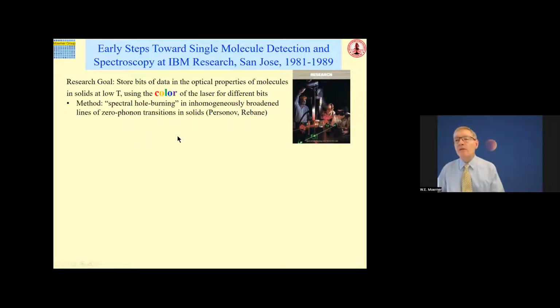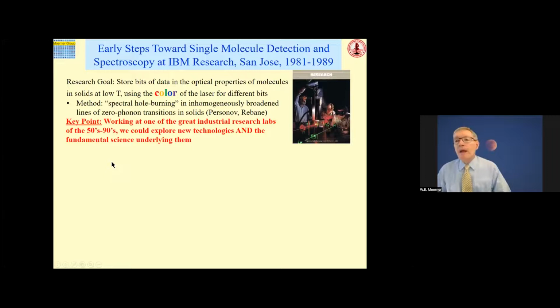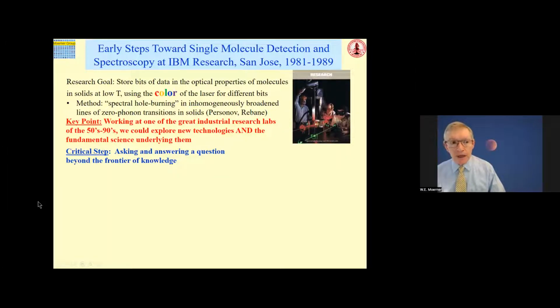So this was all out of solid state physics and optical studies, spectroscopy. Famous people in those days: Roman Personov, Karl Rebane. A key point: in these industrial research labs of the 50s to 90s, we could explore new technologies, a new idea for optical storage in this case, but also the underlying fundamental science. What sort of questions might limit that idea? Asking and answering a question beyond the frontier of knowledge was encouraged, and I really wanted to do that because it was fun and challenging.